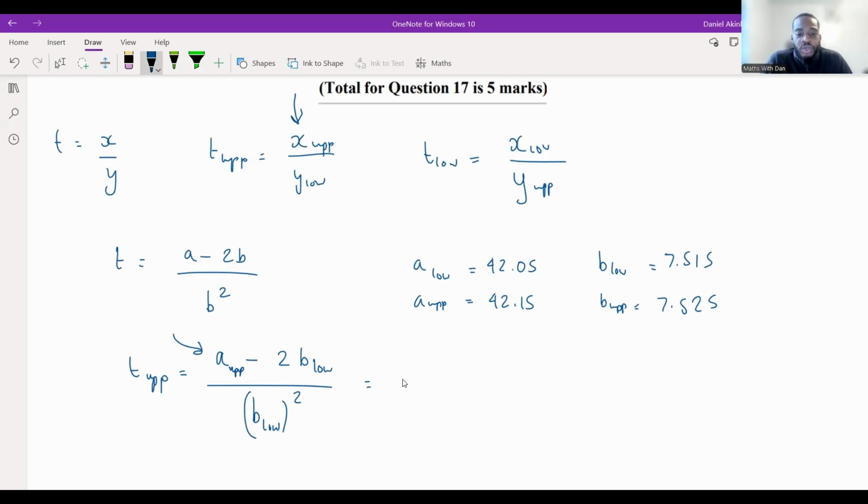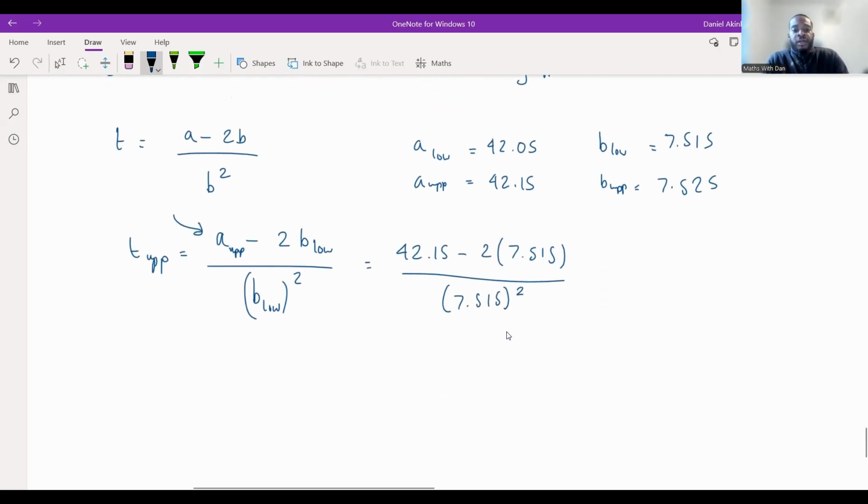Yeah. So now what I'm going to do is plug this in. It's going to be 42.15 minus two lots of the lower bound of b, which is 7.515, over that same number squared, like that. So I'll put it into the calculator and see what we get.